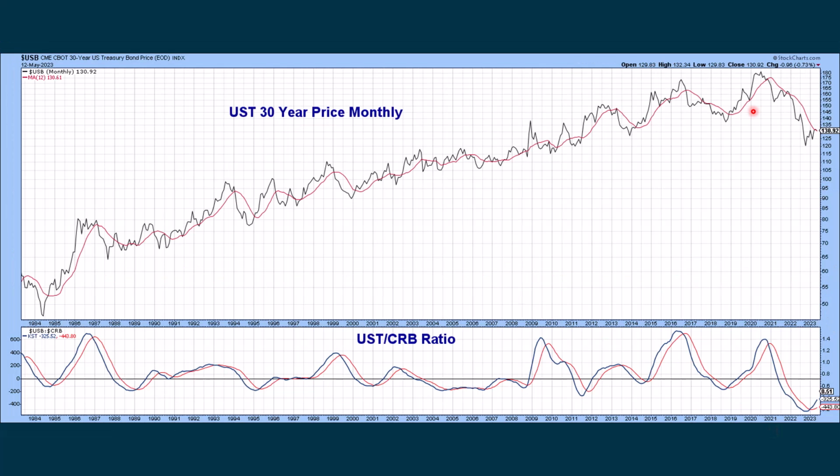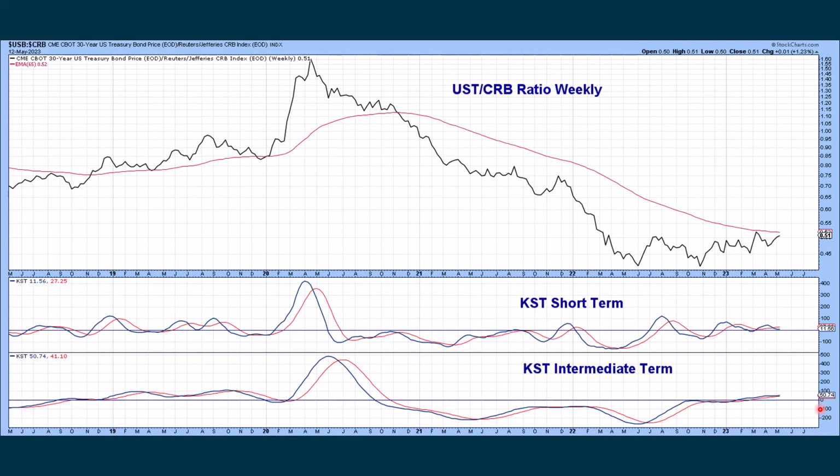Comparing bond prices with the CRB ratio, where we have been coming down with bond prices and starting to go back up, we might have hit some resistance at this 12-period moving average. But if you compare the two on the bottom, bonds continue to outperform the CRB index.